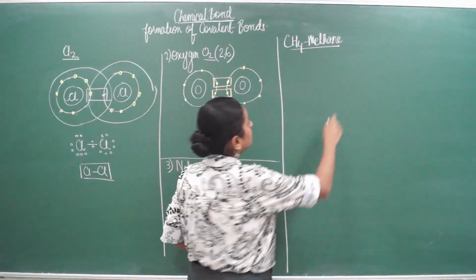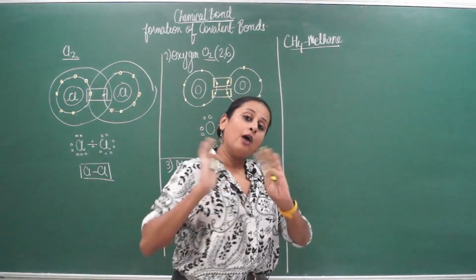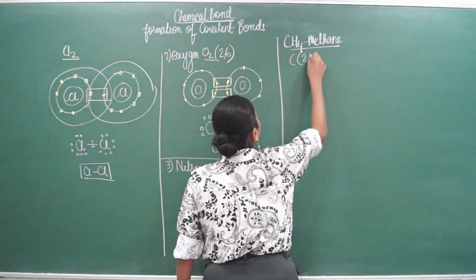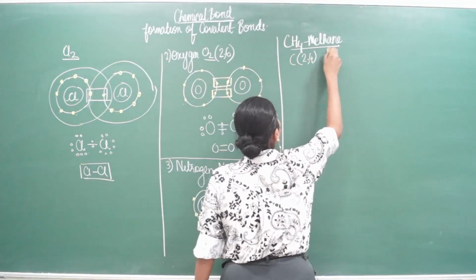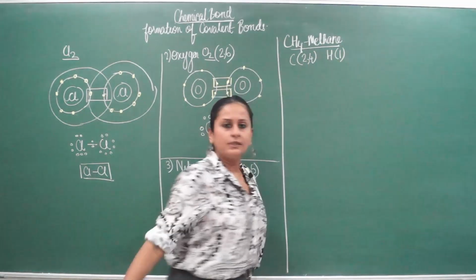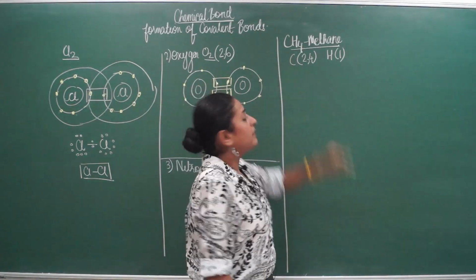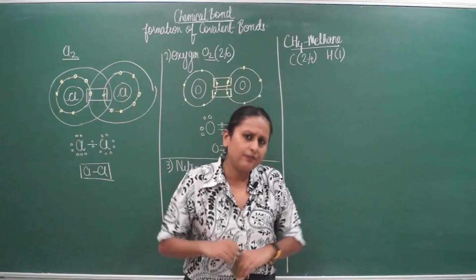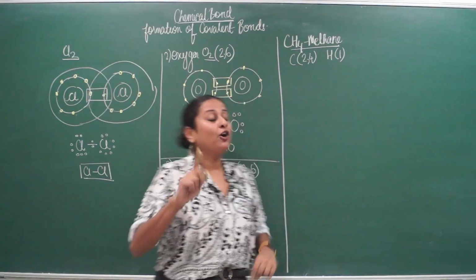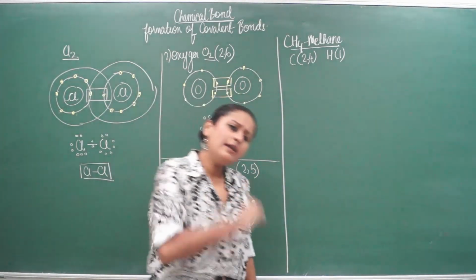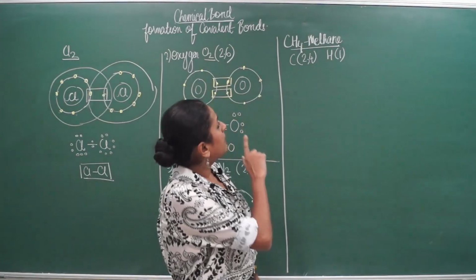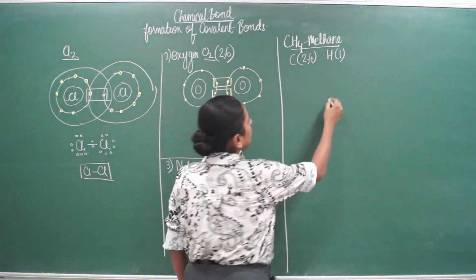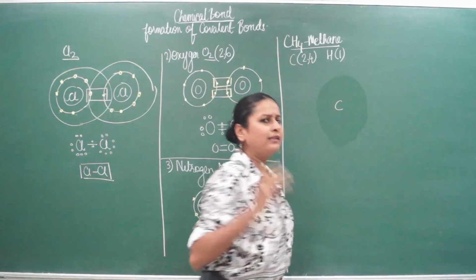Let us look at the structure. So I will only draw the outer shell. So carbon's electronic configuration is 2, 4. Hydrogen's electronic configuration is 1. This is clear for all of us. So carbon requires 4 electrons in its outermost shell, which it will share with 4 hydrogens, because each hydrogen requires 1 electron in its outermost shell, and 1 carbon requires 4 electrons in its outermost shell. This is my carbon atom. I am just drawing the last shell.